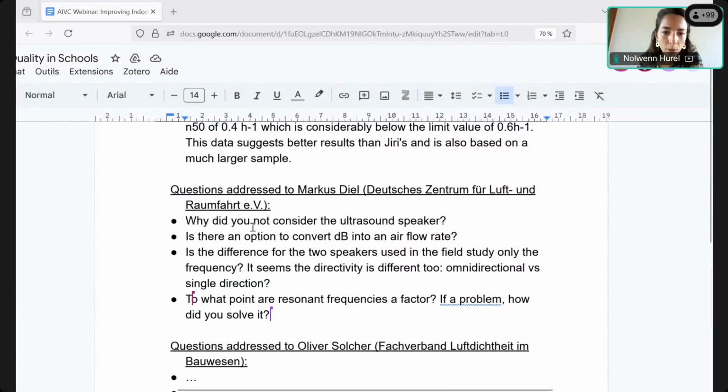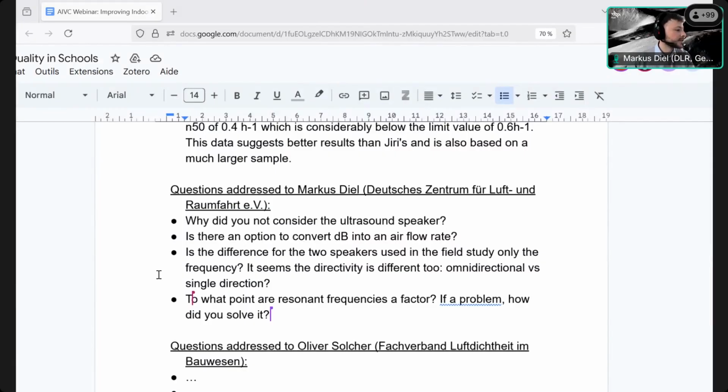So first, why did you not consider the ultrasound speaker? That was due to time constraints in this presentation, actually. We did, of course, use it. That's why it was on the picture. But the ultrasound speaker, although it has a lot of upsides, like not annoying any inhabitants of the building because they just can't hear it, there is an even higher frequency. So the direction is even stronger with this high ultrasound transmitter.